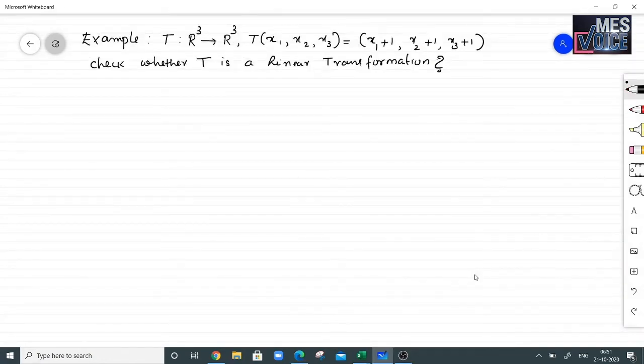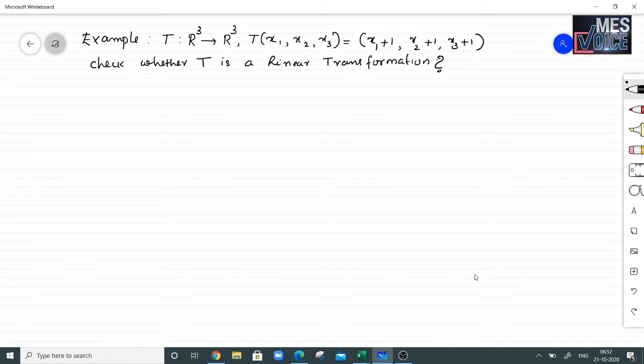Let us go through another example. Let T from R cube to R cube be defined by T of (x1, x2, x3) equal to (x1 plus 1, x2 plus 1, x3 plus 1). We have to check whether it is a linear transformation or not.